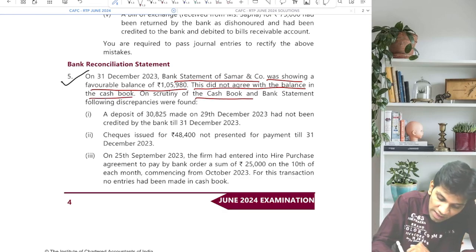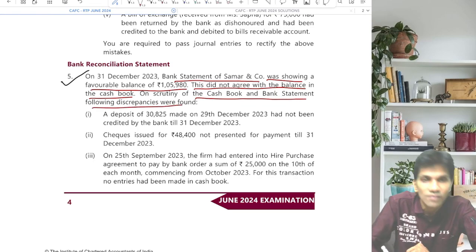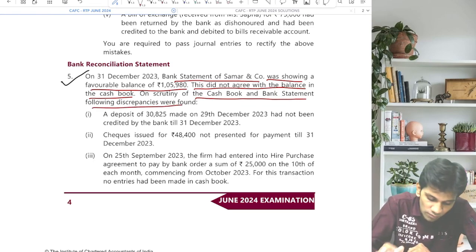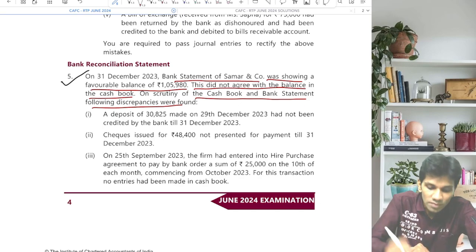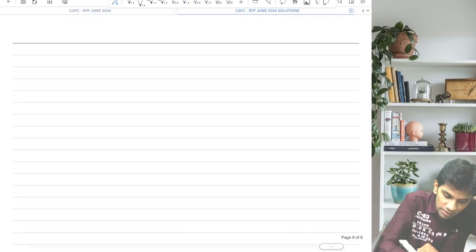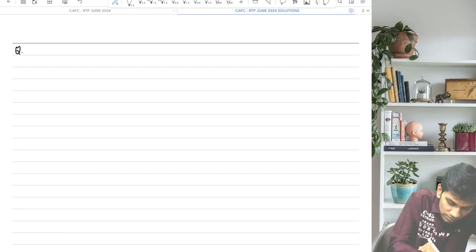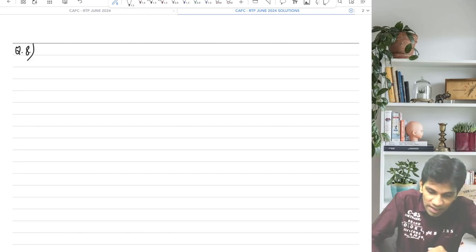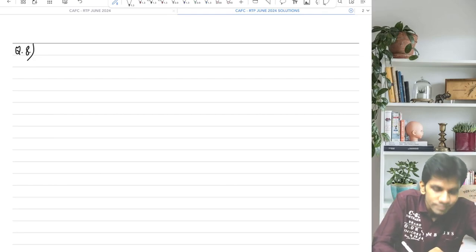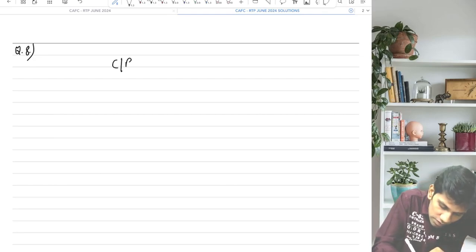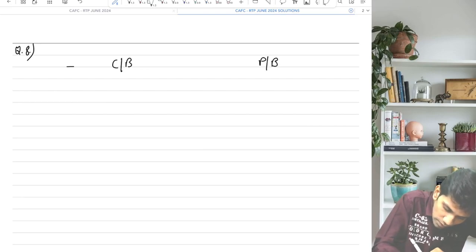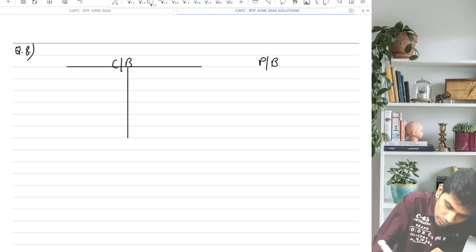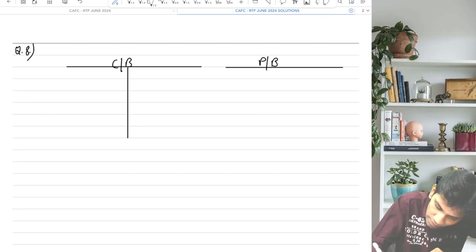On scrutiny of the cash book and bank statement, the following discrepancies were found. Means when we checked, we found out the following points. So I would like to solve this sum in the way which I am solving. Question number 8. First, I will prepare 2 working notes. This is how I always go. Cash book, passbook. I will prepare this table. Here also I will prepare a table.